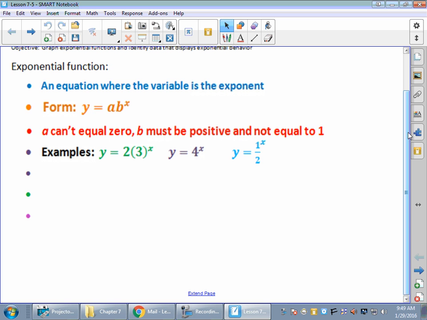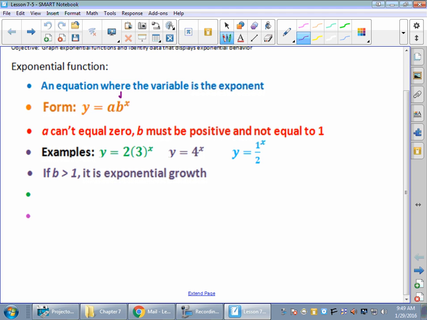And those values of b do tell you some things. So if your b value is greater than 1, it's exponential growth, and we'll look at the graph so you can see it. Well, b is always the number that's being raised to a power, so in this example, I would say that b equals 3. So we've got exponential growth. In this second example, y equals 4 to the x, the b that's being raised to the power of x is 4, so that's exponential growth.